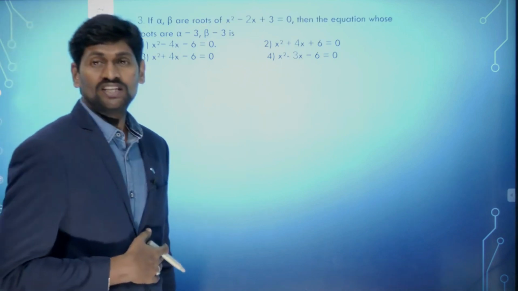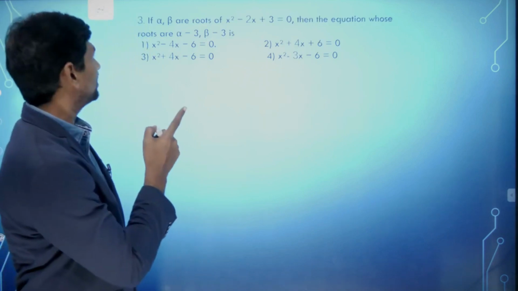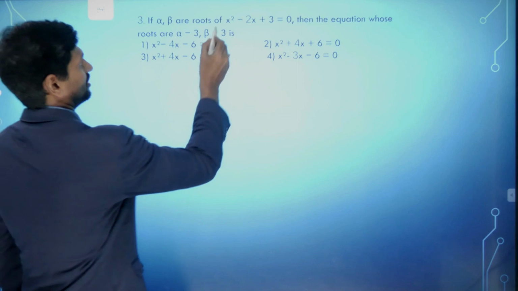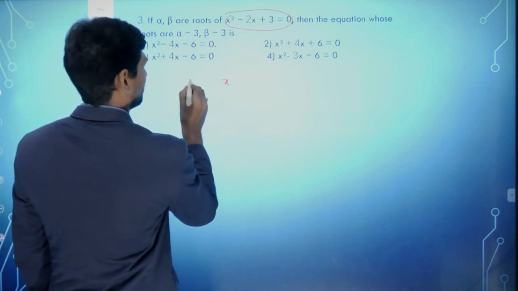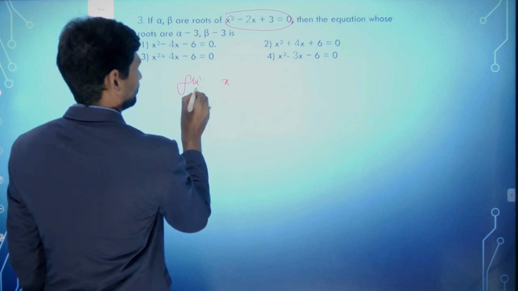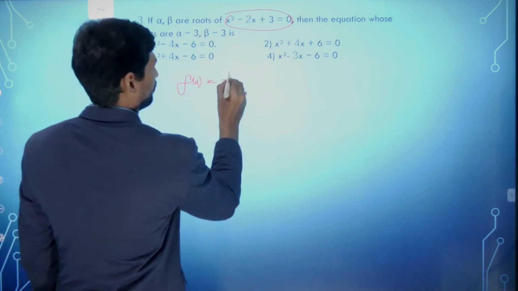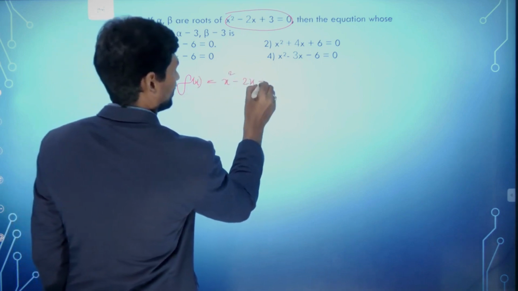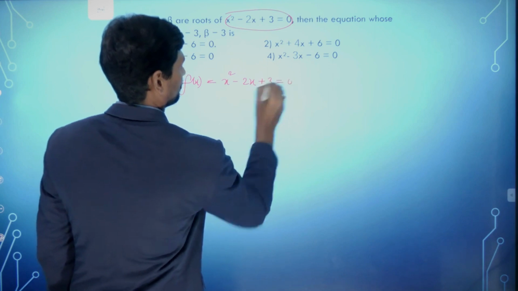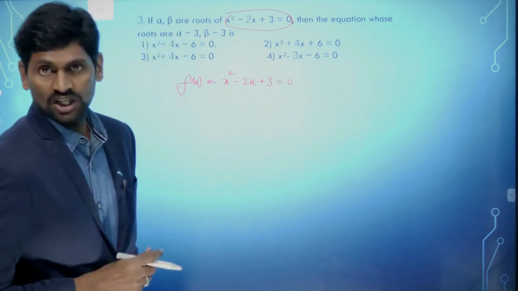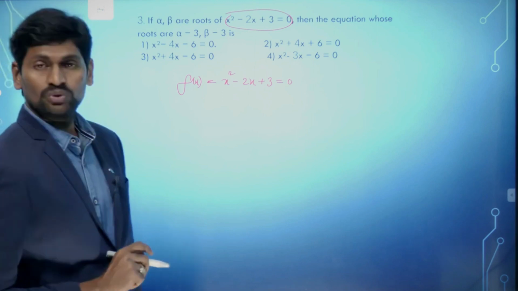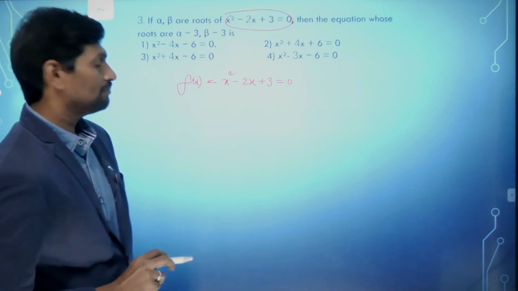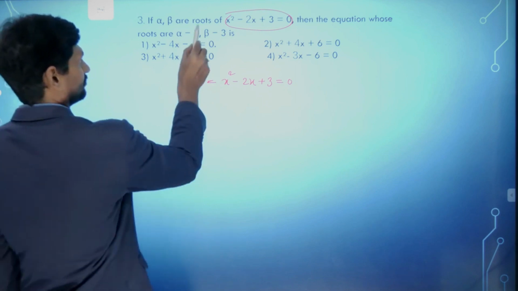See here, alpha, beta are roots of this quadratic equation. Your quadratic equation is given. I am writing f of x equal to x square minus 2x plus 3 equal to 0. This is the given quadratic equation. And then the equation whose roots are alpha minus 3, beta minus 3.